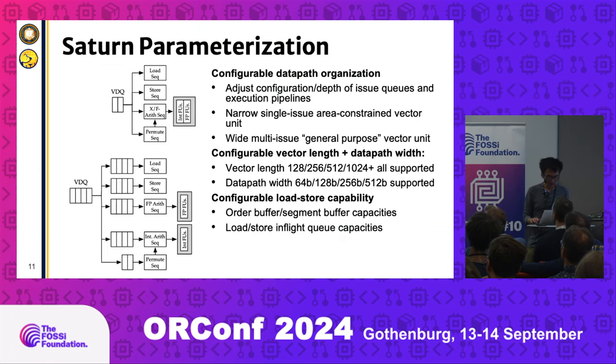In terms of parameterization, like I mentioned, we can support a wide range of different implementations. So on the top, you can see an example of a very compact implementation where we don't have very deep issue queues. We have a single vector issue unit for both integer and floating point. But on the bottom design, if we start scaling up the number of issue queues and the number of vector instruction sequencers, we can build a machine that, in this case, is multi-issue across integer and floating point. Another parameterization point, of course, is that we support configuring the vector length, anything from 128-bit up, and the data path width from a rather narrow 64-bit wide data path, all the way to an aggressive 512-bit wide machine. And then a bunch of the options in the memory system can be adjusted as well.